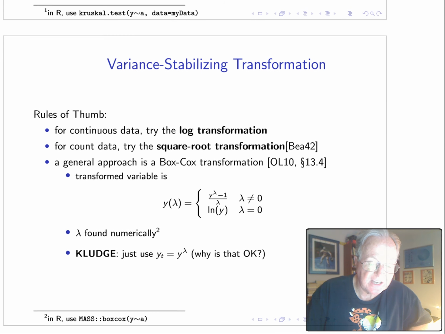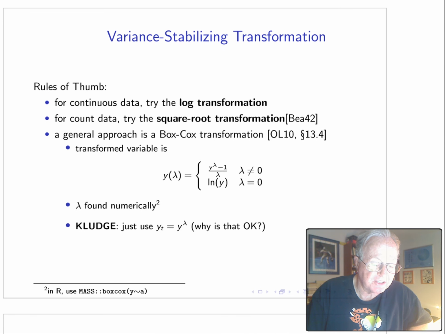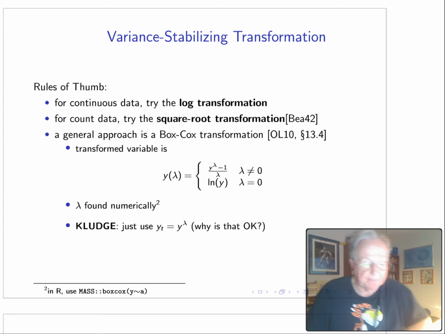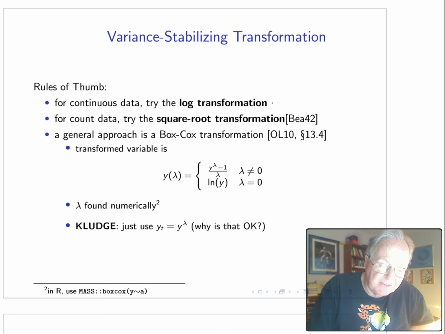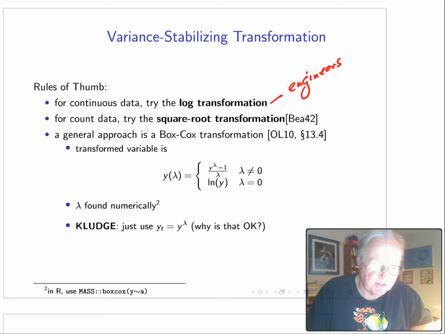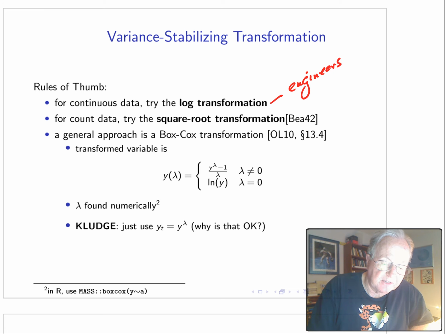So here's the idea of a variance-stabilizing transformation. Engineers love this one. If the variance isn't stable, take the logarithm of everything. And logarithm is nice because it maintains order of measurements.